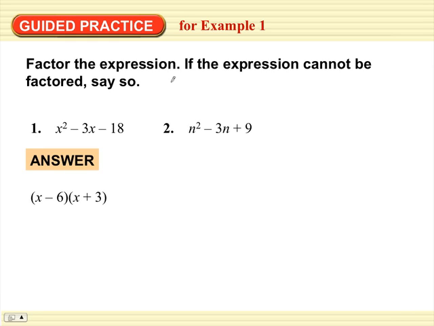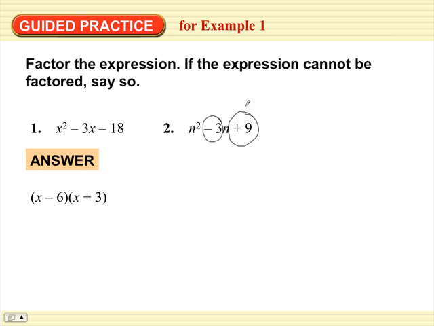Let's try this one. n squared minus 3m plus 9. We need factors of positive 9 that add up to negative 3. Don't be too quick to say not factorable, because that happens a lot. People just try a couple, but this one isn't. Just telling you, play with it a little bit.